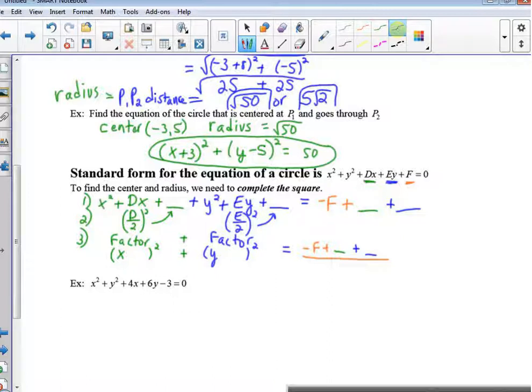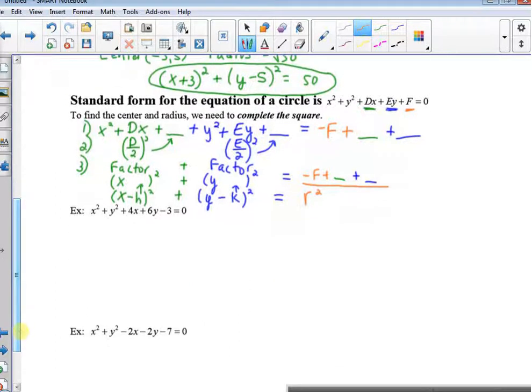So it will end up being x minus h quantity squared, whatever number you get there, and y minus k quantity squared, whatever you got there, equals the right-hand side, which will be your radius squared. And there's the equation, and then you can find your center and radius.